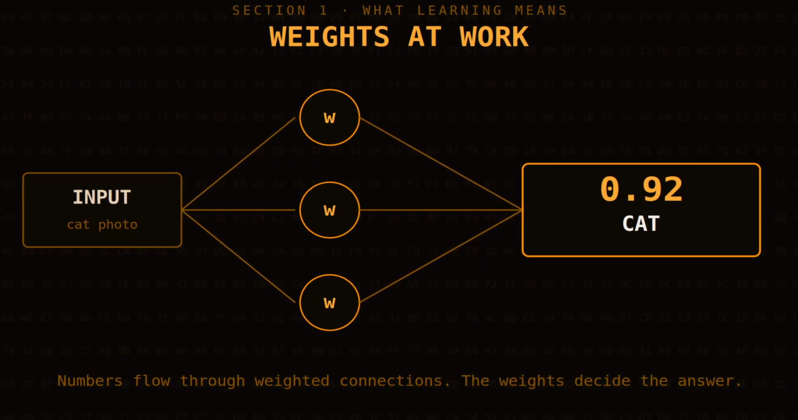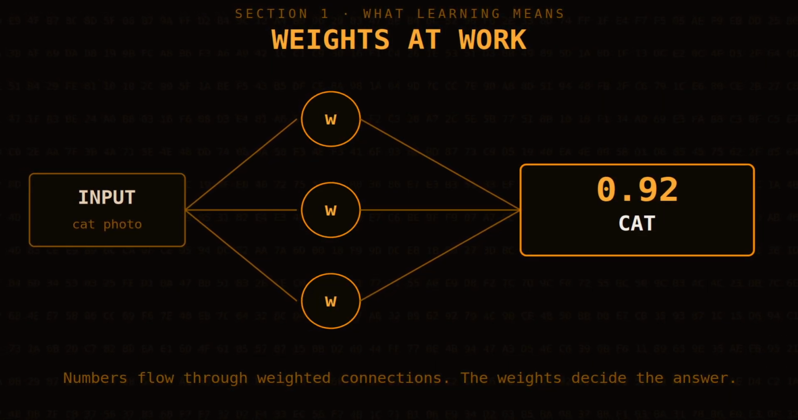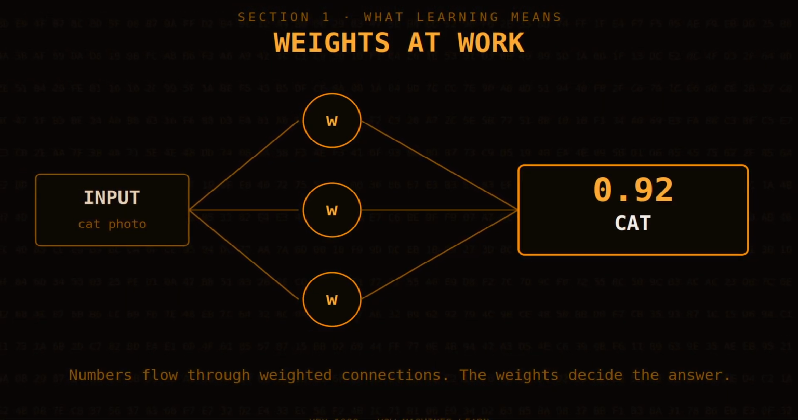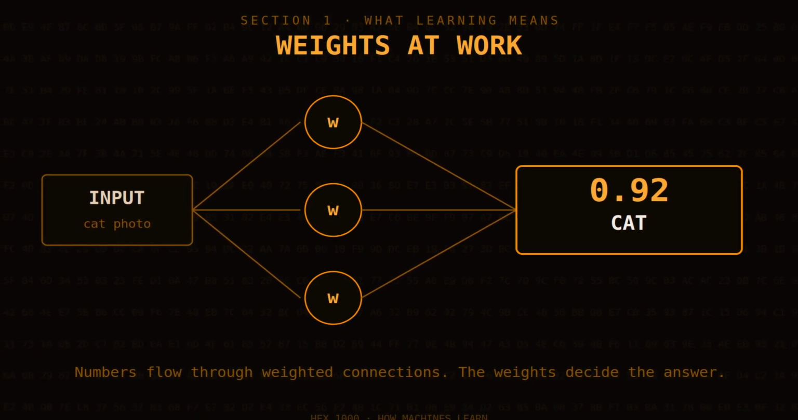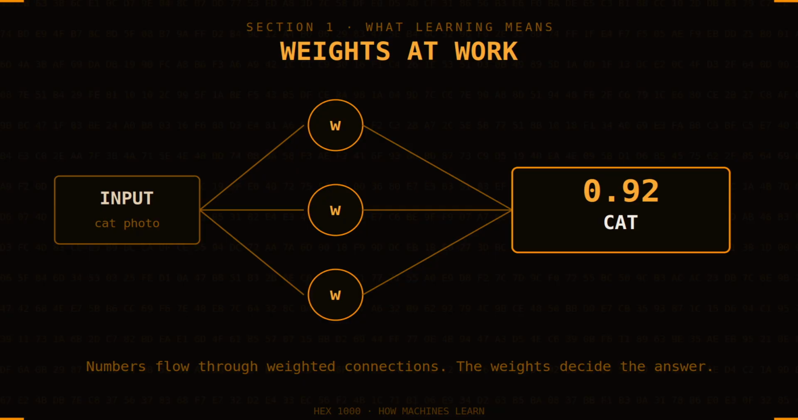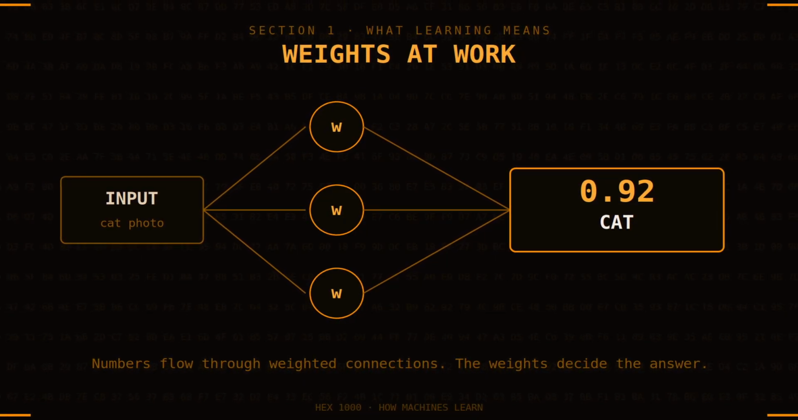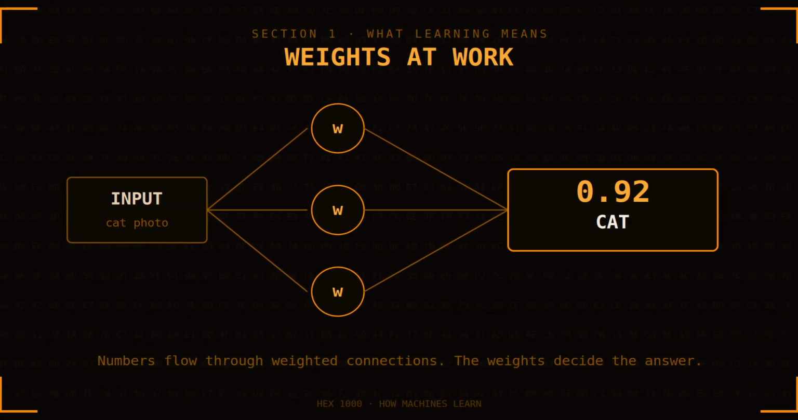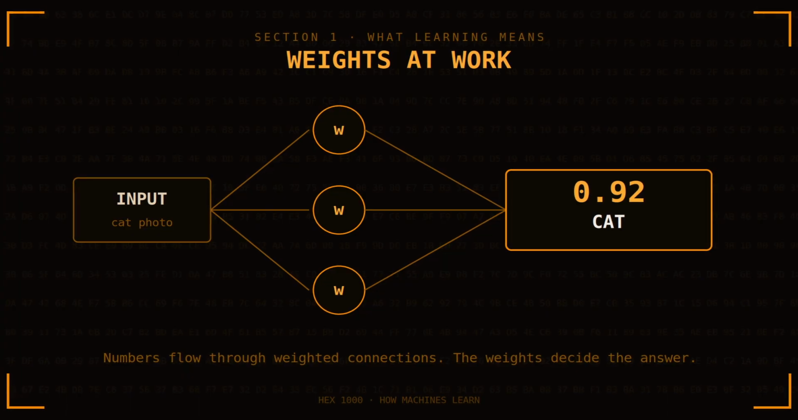When the model takes an input, say, the pixels of a photo, it runs them through a chain of multiplications and additions, using those parameters, and produces an output, say, a number that means cat or not cat. The exact values of those parameters determine what answer comes out. Change the parameters, and you change the model's behavior entirely.